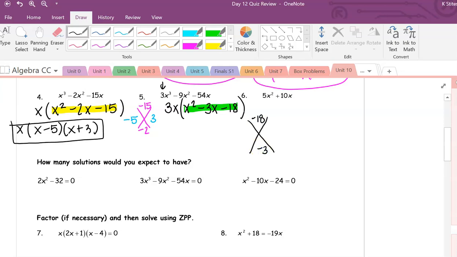All right, so take a minute. It should be a 6 and a 3, but the 6 should be the negative 1. So bring down your 3x, and we'll have x minus 6, x plus 3.